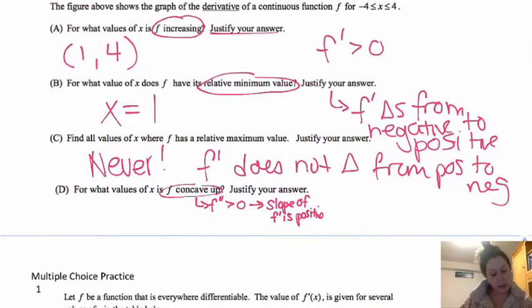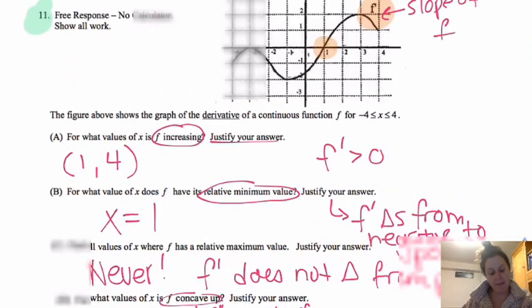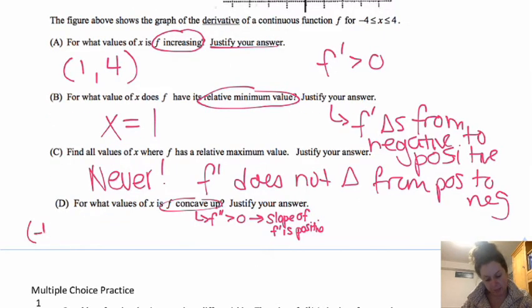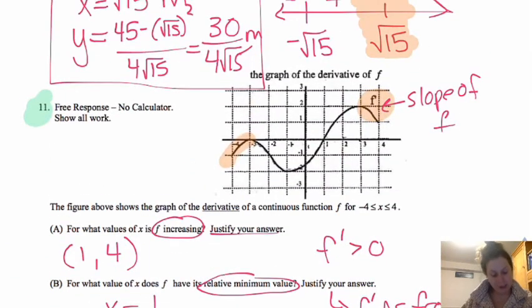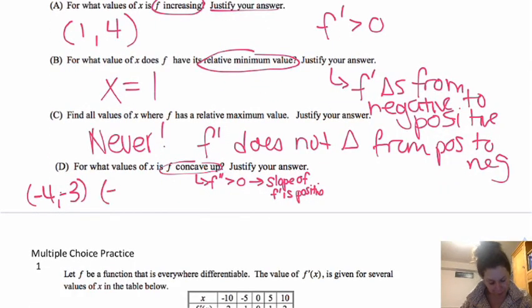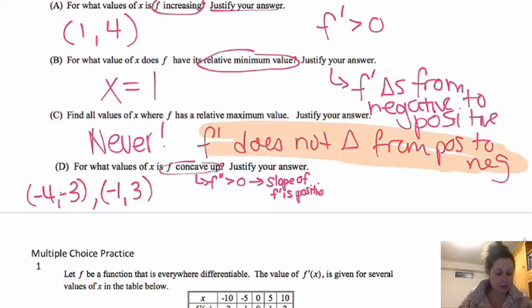So looking at this, where does f prime have a positive slope? Well, it has a positive slope there from negative 4 to negative 3, right? And then it has a negative slope here. And then a positive slope there, so from negative 1 to 3. And that's it. If you start with the justification, these become a lot easier because when you justify first, you know what to look for, right?